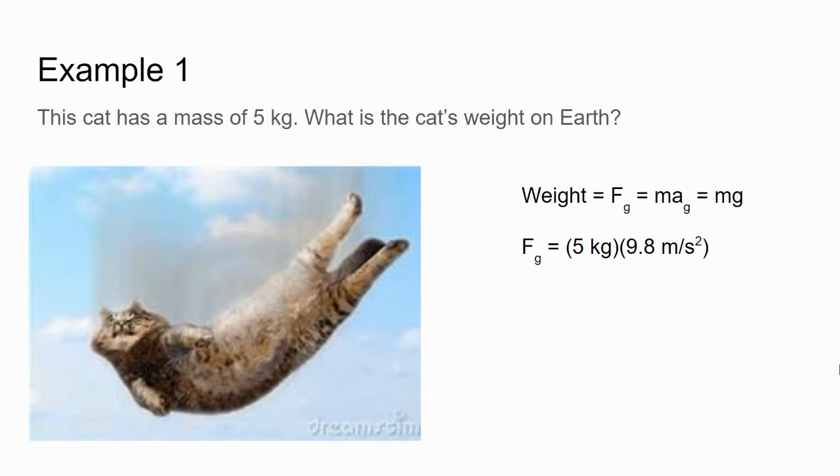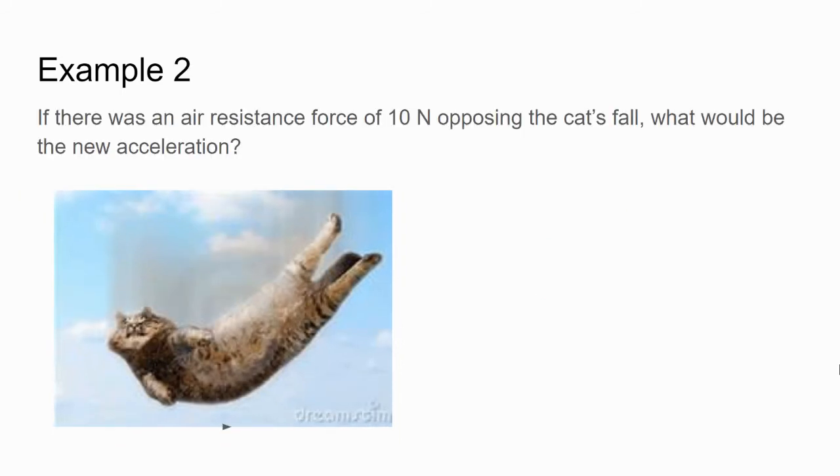Its mass, which is 5 kilograms, times the acceleration of gravity on the Earth, which is 9.8 meters per second squared. So doing that math, we get that the force of gravity, or the weight of the cat on the Earth, is 49 newtons. Now, another example: what if there was an air resistance force of 10 newtons opposing that cat's fall? What would the cat's new acceleration be? Because we know since the cat is under the force of gravity, if there's no air resistance, it would accelerate to the ground at 9.8 meters per second squared.